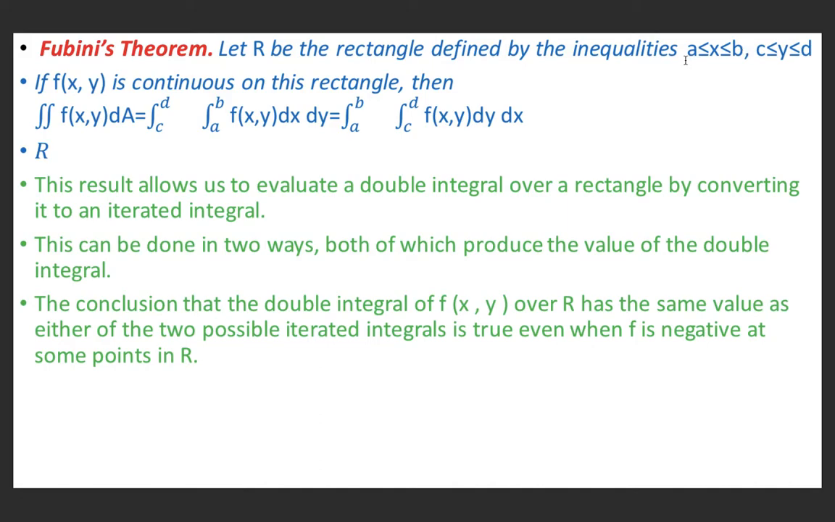If R is a rectangle defined by x between a and b and y between c and d, and f(x,y) is continuous in the region, then integrating f(x,y) with respect to x and then with respect to y between the limits c and d is the same as integrating f(x,y) with respect to y and then with respect to x between the limits a and b, and the same as the integral of f(x,y) dA over the region R. So it states that a double integral can be evaluated by integrating first with respect to x and then with respect to y, or first integrating with respect to y and then integrating with respect to x.